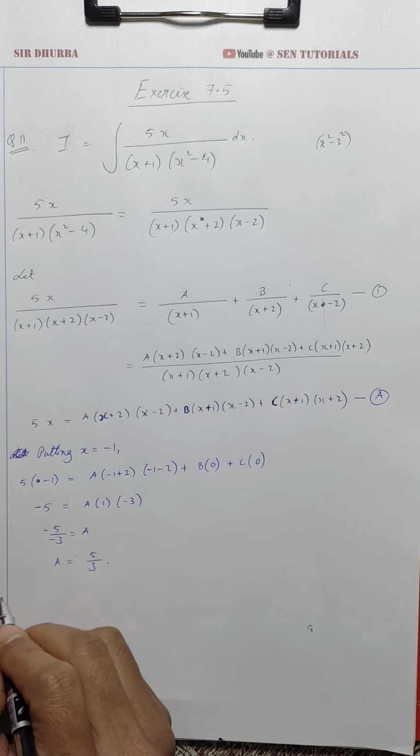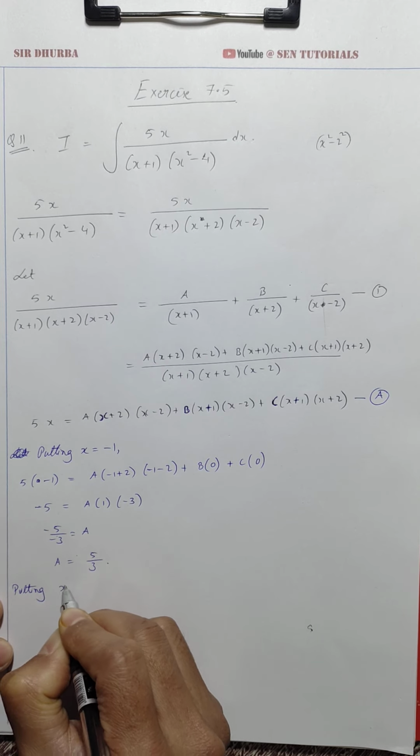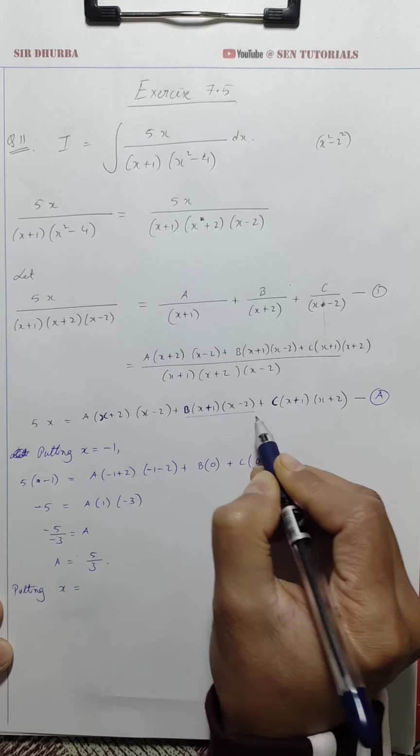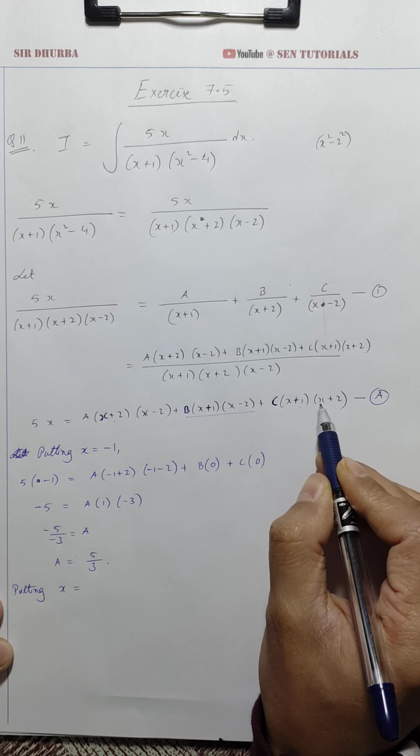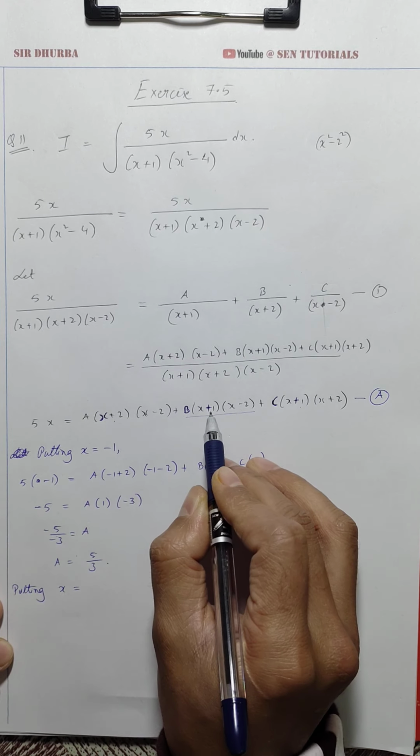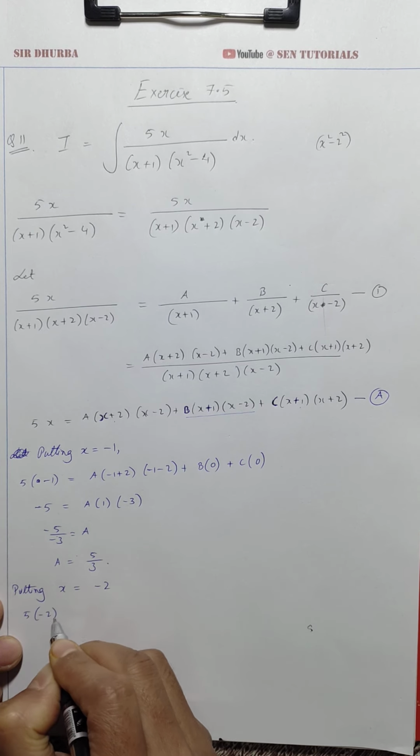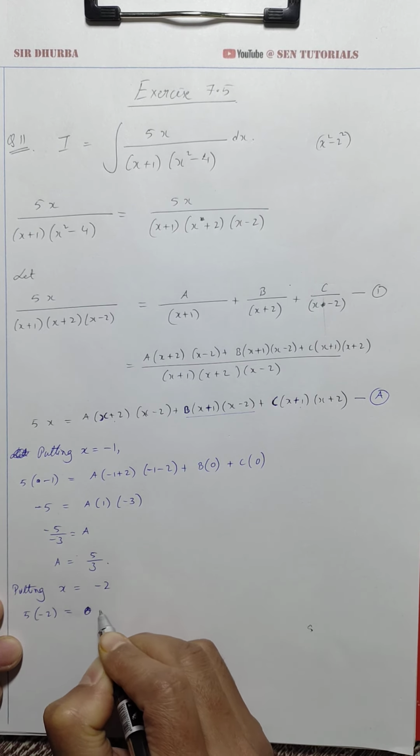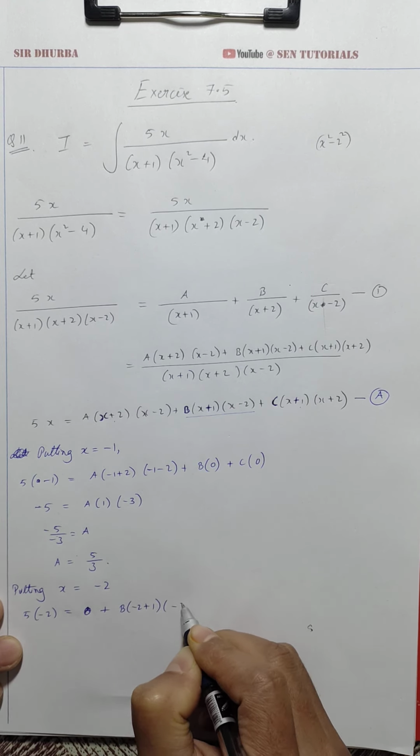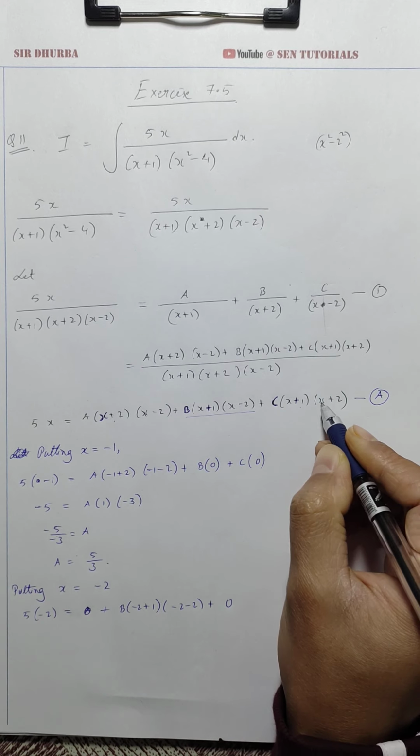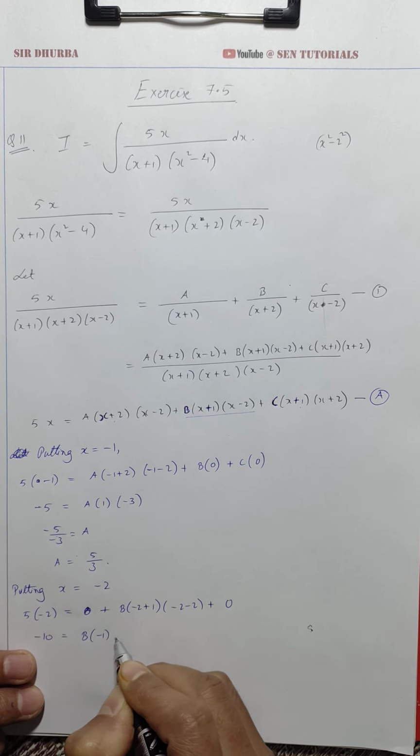Alright, similarly, next you focus on now the value of b. So if I can make these two terms disappear, so we have plus 2 here, x plus 2. If I just put minus 2 it becomes 0, and doesn't affect this value. So x as minus 2, so 5 into minus 2 is equal to a times 0, plus b into (minus 2 plus 1)(minus 2 minus 2), plus c times 0 because minus 2 plus 2 is 0. So that's minus 10 equal to b into minus 1 into minus 4.